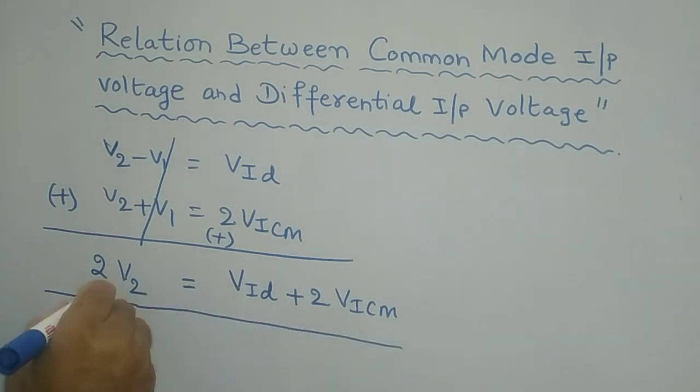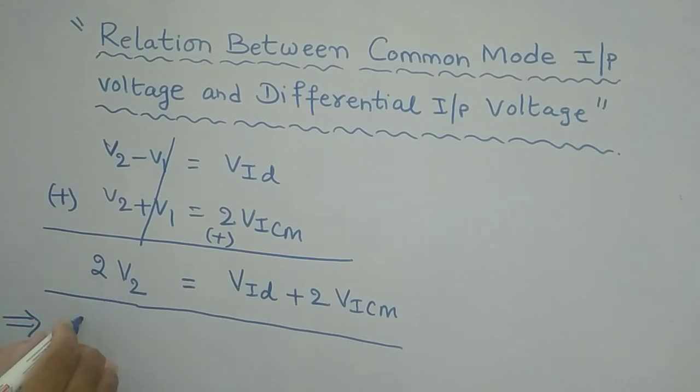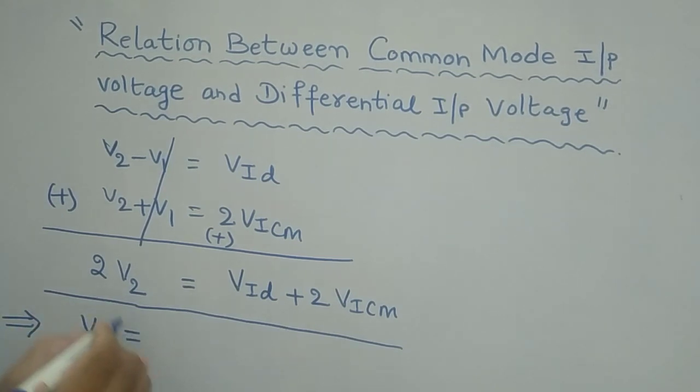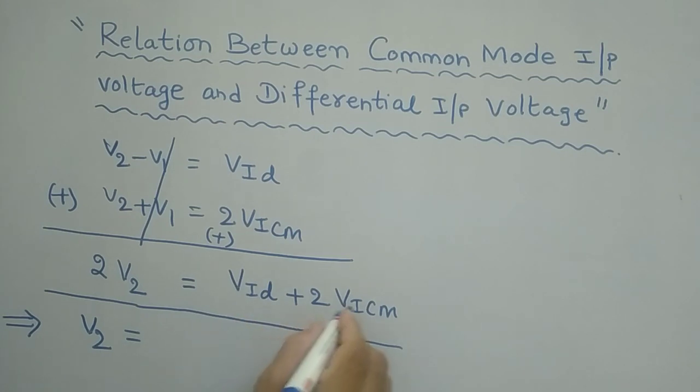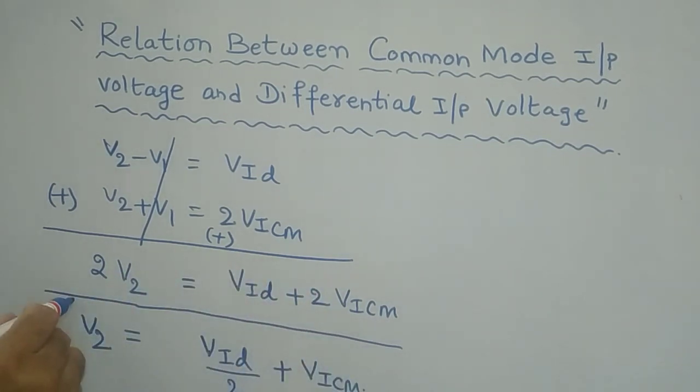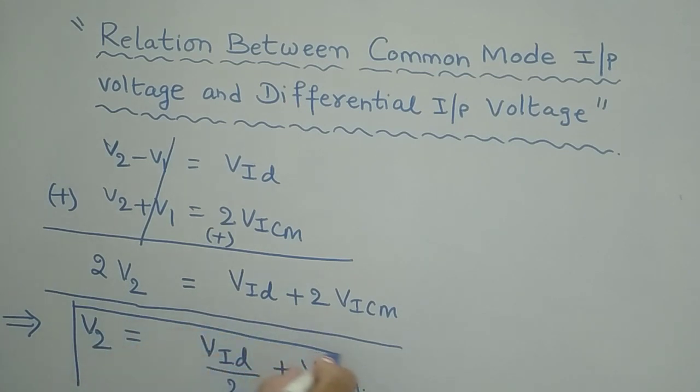And from this equation, V2 can be written as, taking the 2 to the right side, V2 is equal to VID by 2 plus 2 VICM by 2. The 2 is cancelled out and you will get VICM. So this is the expression for V2.